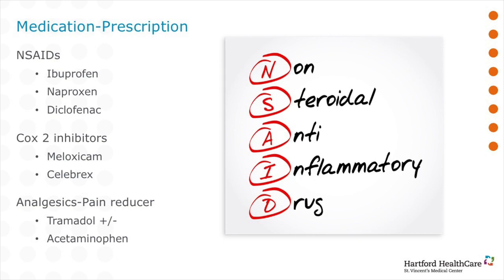The NSAIDs, or nonsteroidal anti-inflammatories, that we would prescribe are ibuprofen, naproxen, or diclofenac. Sometimes we will consider the use of a COX-2 inhibitor, which is a different class of anti-inflammatory and includes meloxicam and Celebrex. And the American Academy of Orthopaedic Surgeons also recommends, for pure pain relief, a medication called tramadol, which may or may not be mixed with acetaminophen, or Tylenol.